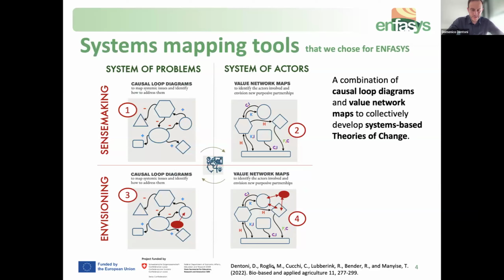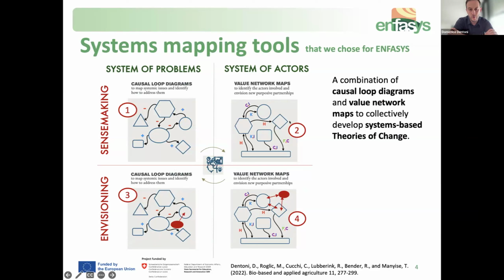Before jumping into the process itself, what are the tools that we have proposed in this 4-year project? We have proposed a combination of causal loop diagrams, which you see depicted here on the left of this simple matrix, and value network maps, which you see depicted on the right.